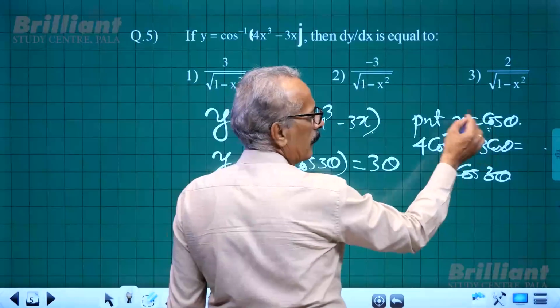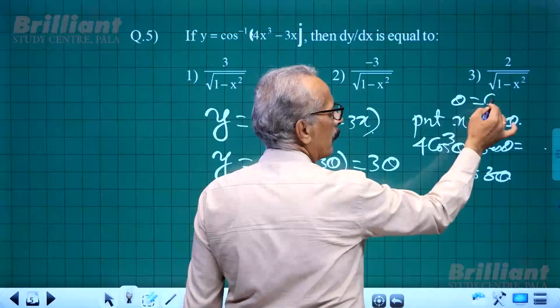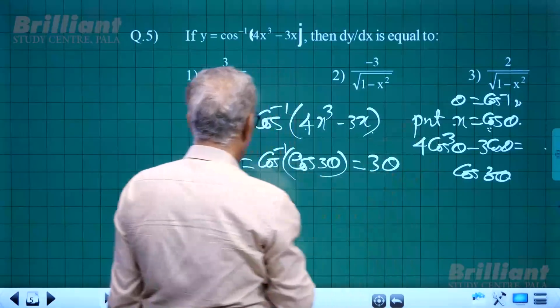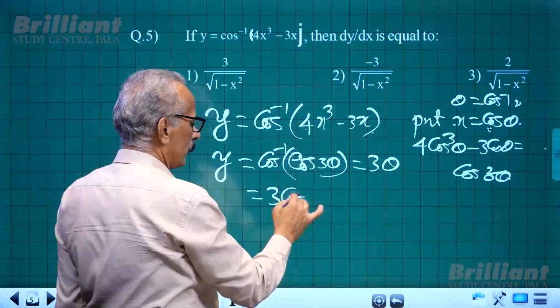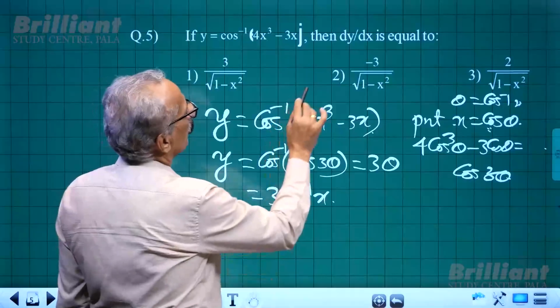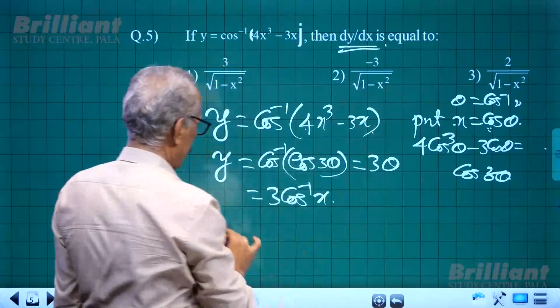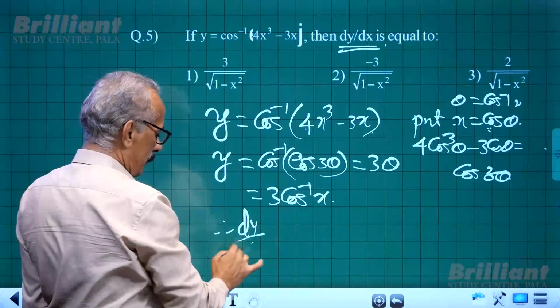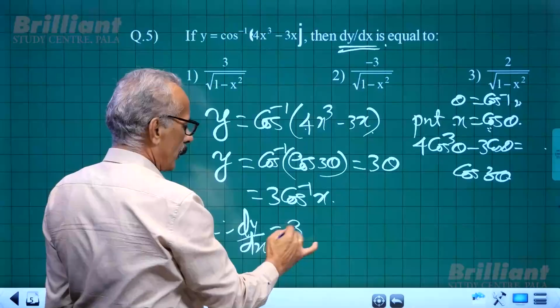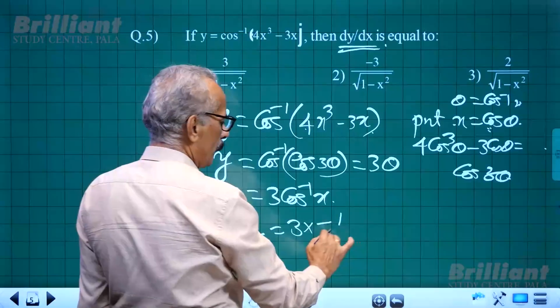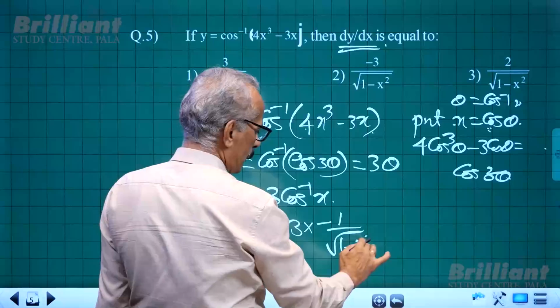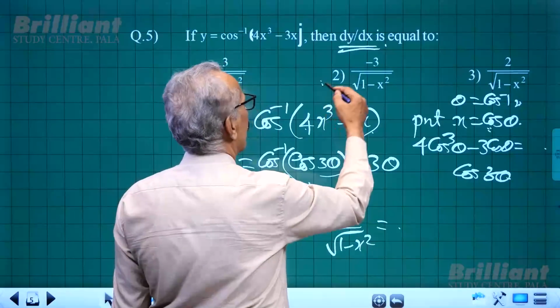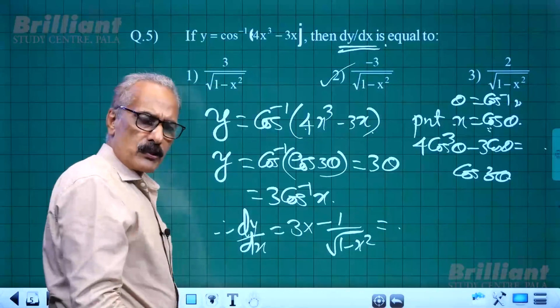What is theta here? x is cos theta, so theta will be cos inverse of x. Therefore, this is 3 cos inverse x. What do you want? You want dy by dx. Therefore, your dy by dx will be equal to 3 into the derivative of cos inverse, minus 1 by root of 1 minus x square. So, minus 3 divided by root of 1 minus x square.